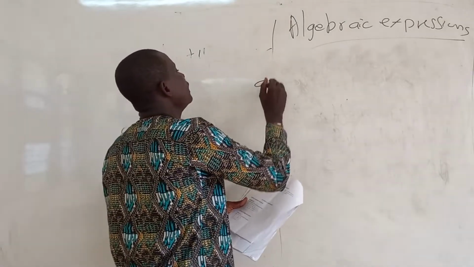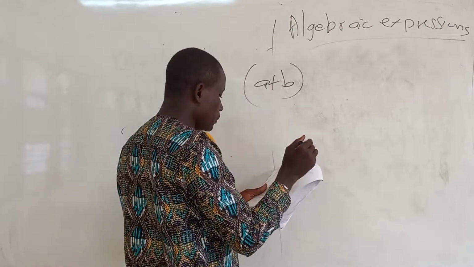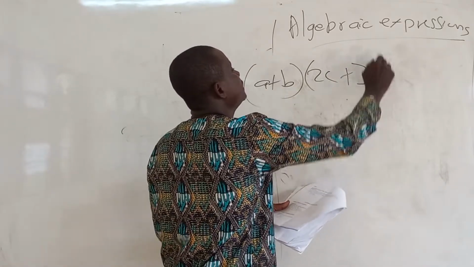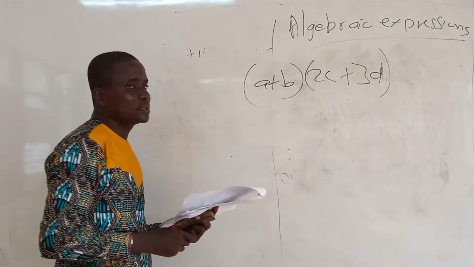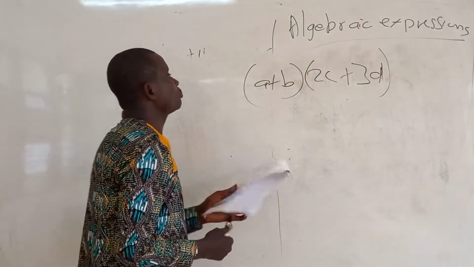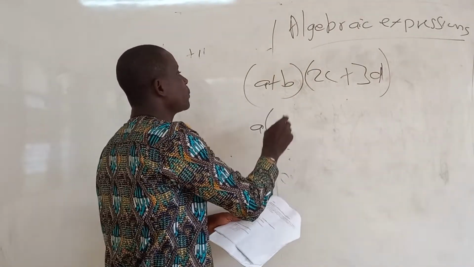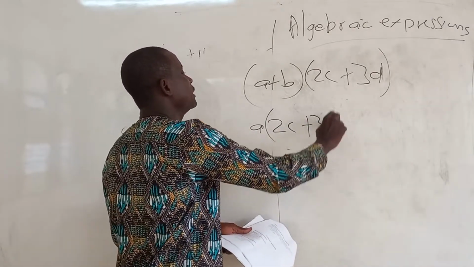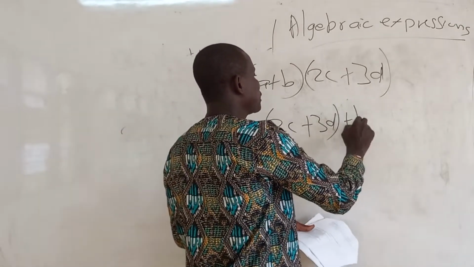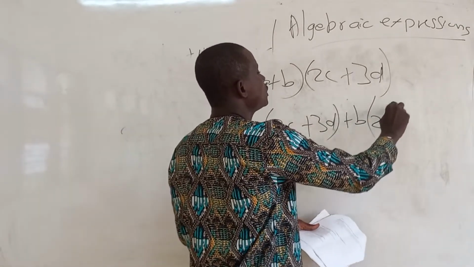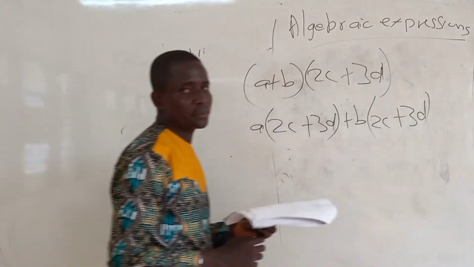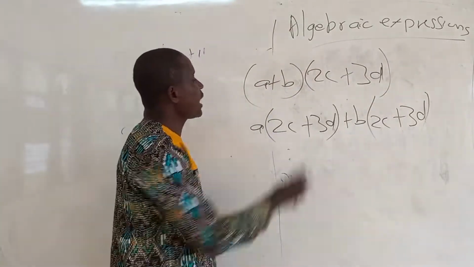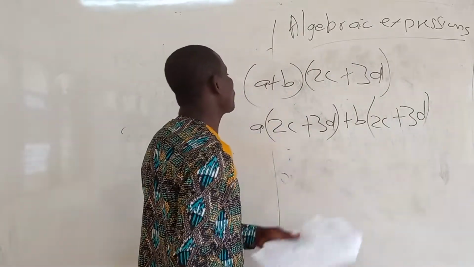If I have, let's say, a plus b into bracket, then 2c plus 3d. We are asked to expand this. In certain books, they will put a into bracket and bring the whole of 2c plus 3d, then plus b into bracket, the same thing, 2c plus 3d. We are asked to expand this. So I'll pick this a and multiply by the whole of this. After that, I'll pick this b and multiply by the whole of this.